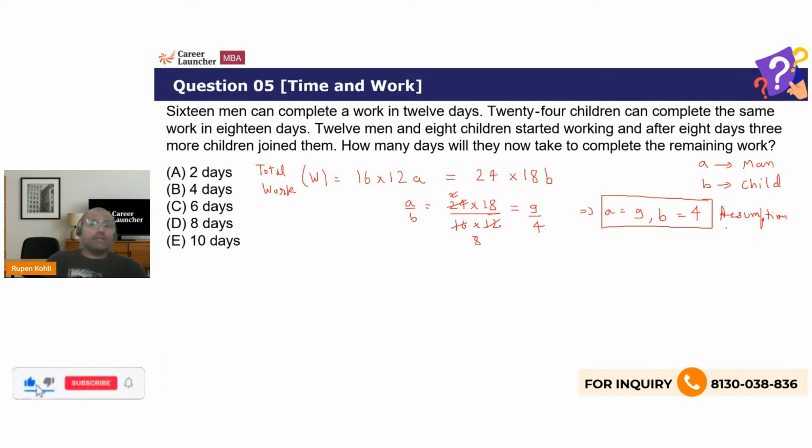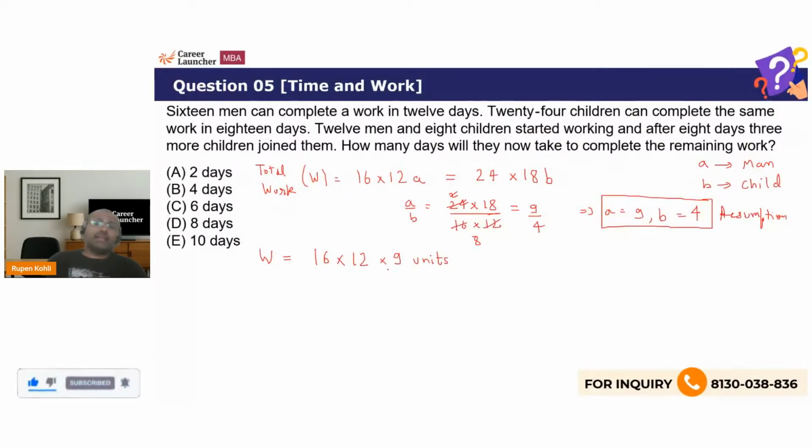One man can do 9 units of work per day, one child can do 4 units of work per day. With that, come back to this and therefore define your total work as 16 into 12A. And A you have taken as 9, so 16 into 12 into 9 units of work. Don't do the multiplication at this stage. Let it be as it is. Proceed to the further question.